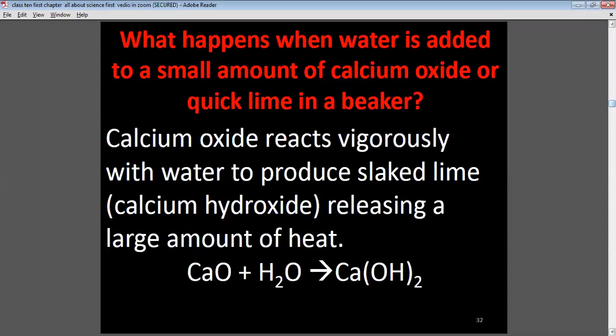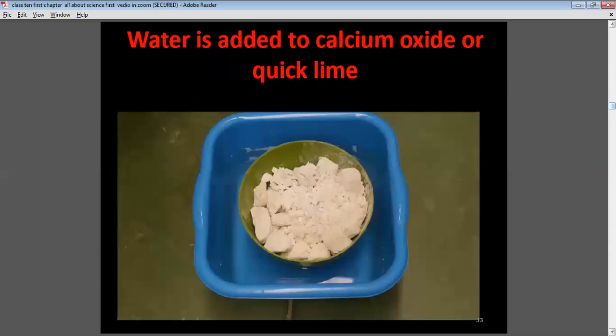What happens when water is added to a small amount of calcium oxide or quicklime in a beaker? Calcium oxide reacts vigorously with water to produce slaked lime, releasing a large amount of heat. That is, CaO plus water gives calcium hydroxide. Calcium hydroxide is also known as slaked lime, and it releases a large amount of heat.